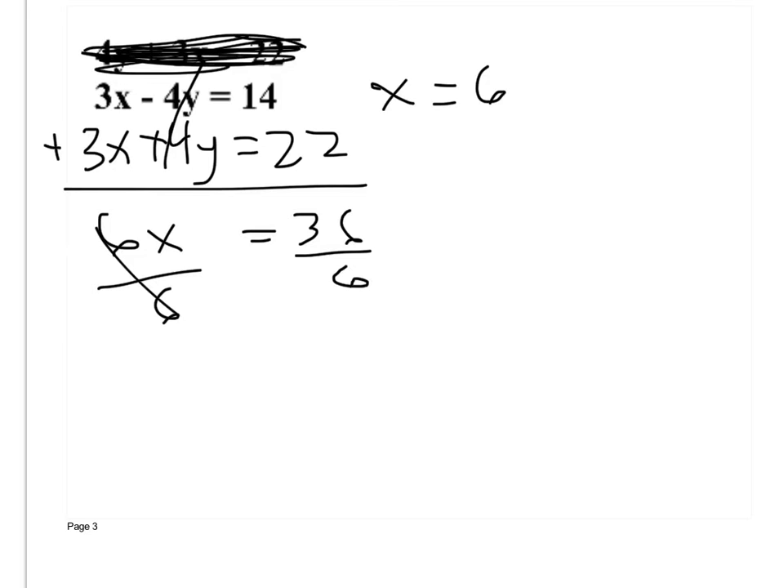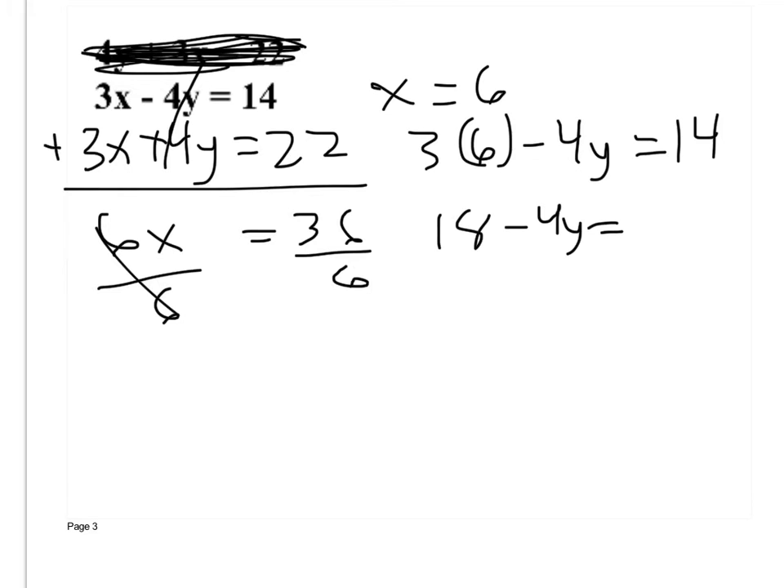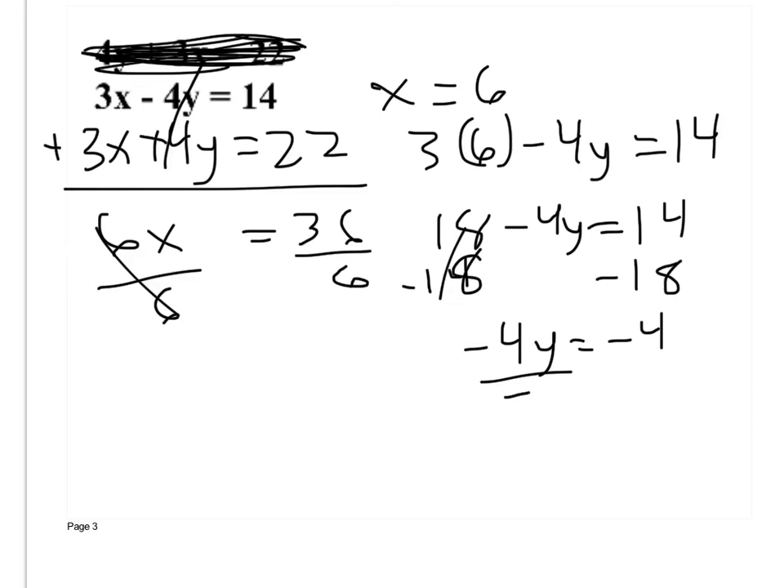All right. So I like this one. This one looks good. So 3 times 6 minus 4y is equal to 14. 18 minus 4y is equal to 14. Subtract 18 on both sides. Negative 4y is equal to negative 4. Divide by negative 4.